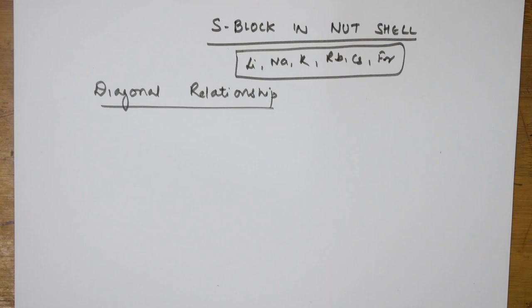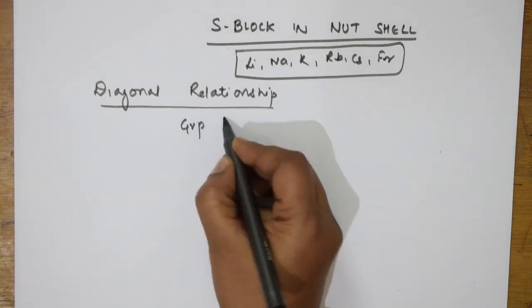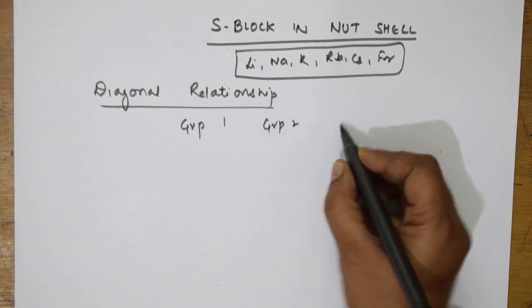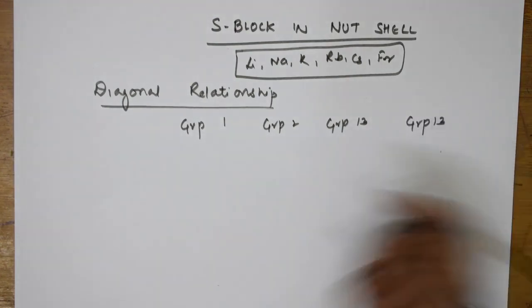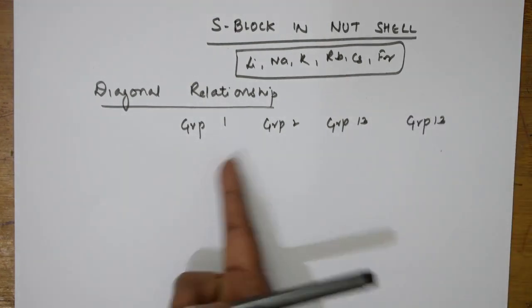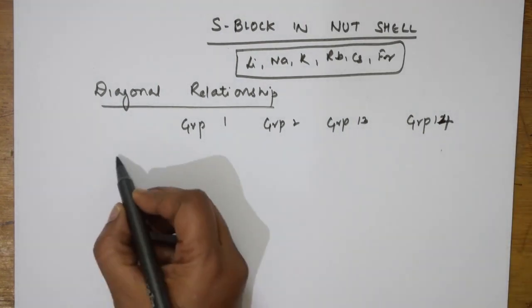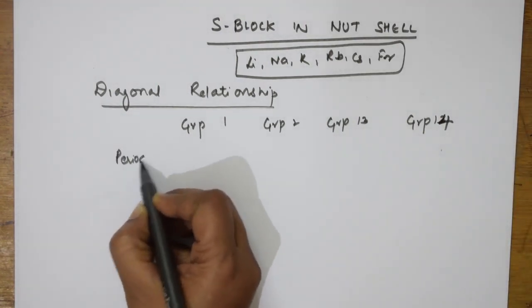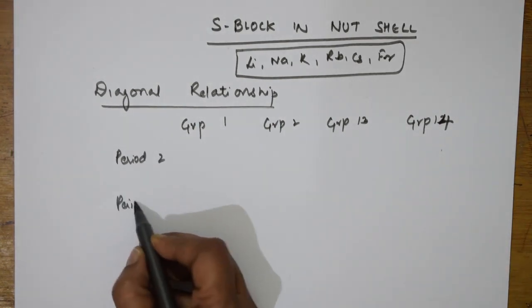So basically, when I have to speak about diagonal relationship, the first important thing, let us write. Now what are going to show diagonal relationship? In group 1, this is group 2, this is group 13 and group 14. This is how the diagonal relationship is shown. Elements of group 1, group 2, group 13 and group 14. Done. And the period would be period 2 this way and period 3. Right, so this is the thing.